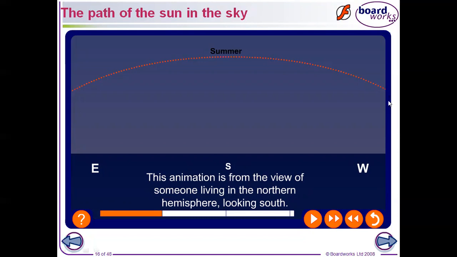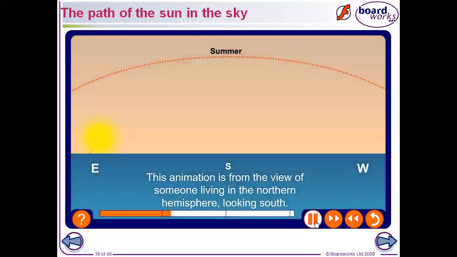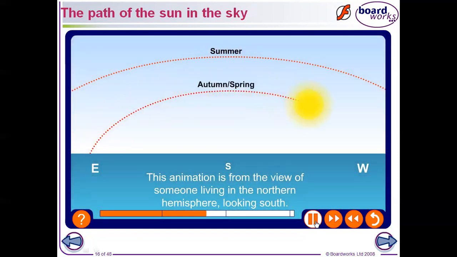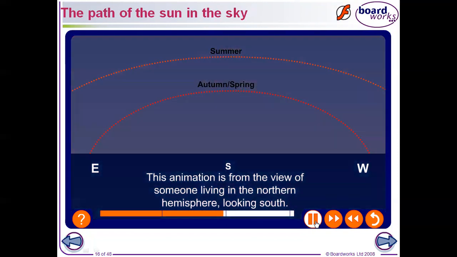Now, this animation is from a view of someone living in the northern hemisphere and observing, looking south. So the sun will appear to come from here and set here. Okay, that's during the summer. But during the autumn or spring, the sun will also appear to come from east to set west. But this time around, it will appear to be closer to the earth.